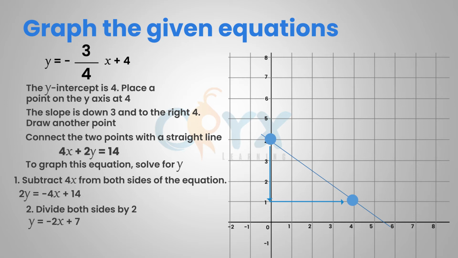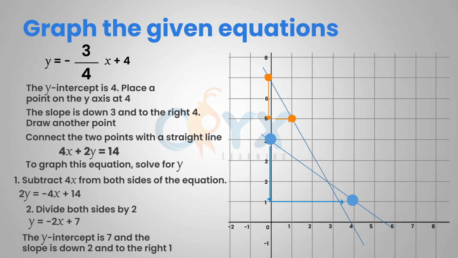So now we'll start with the y-intercept, which is the b value, or 7. So we'll go to the point (0, 7) and place a point. And then we'll go down 2 and to the right 1 for our slope. After we have the 2 points, again, we can connect the dots with a straight line.